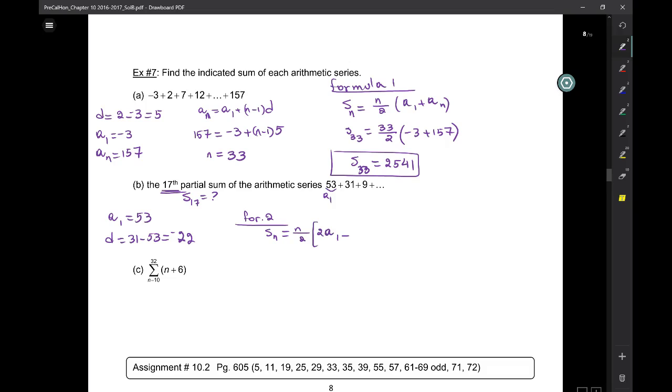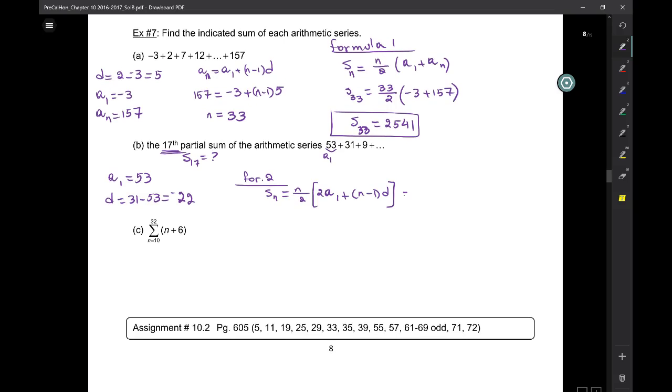Okay, so formula 2 is S_n equal to n over 2 times (2a_1 plus (n minus 1) times d). So this is equal to, n is 17 because it's S_17, right? 17 over 2 times (2 times 53 plus 16 times d). So that will be negative 2,091.